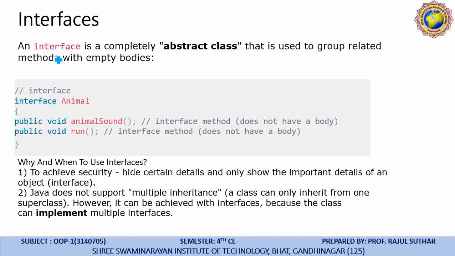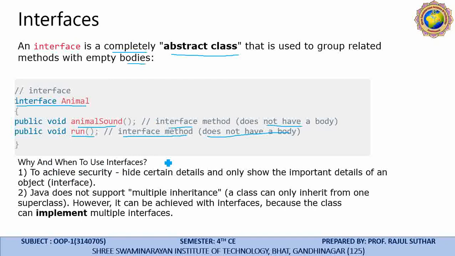What do you mean by interface? Here an interface is a completely abstract class. It's called the complete abstract class that is used to group related methods with empty bodies. Here the name of the interface is Animal, public void animalSound. By using this way you can use the interface. So an interface method does not have a body. Here run is one method, but it does not cover any body part.